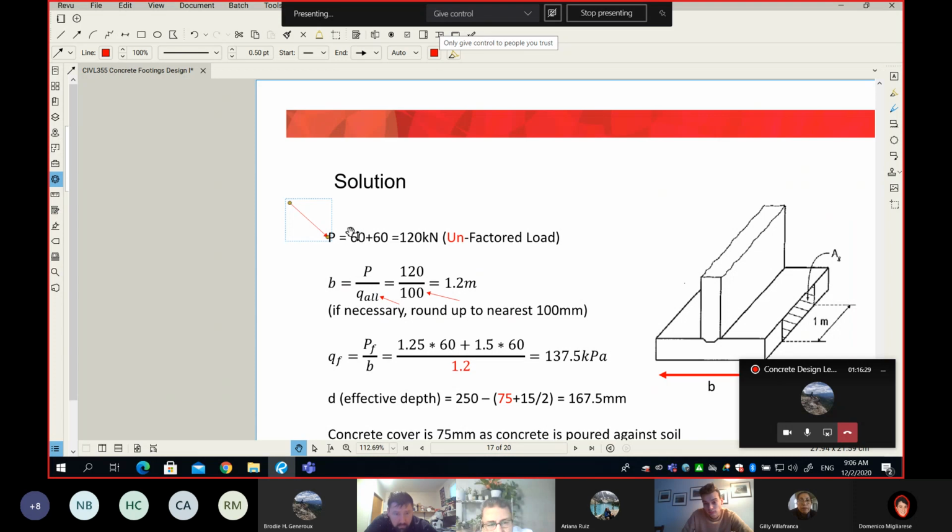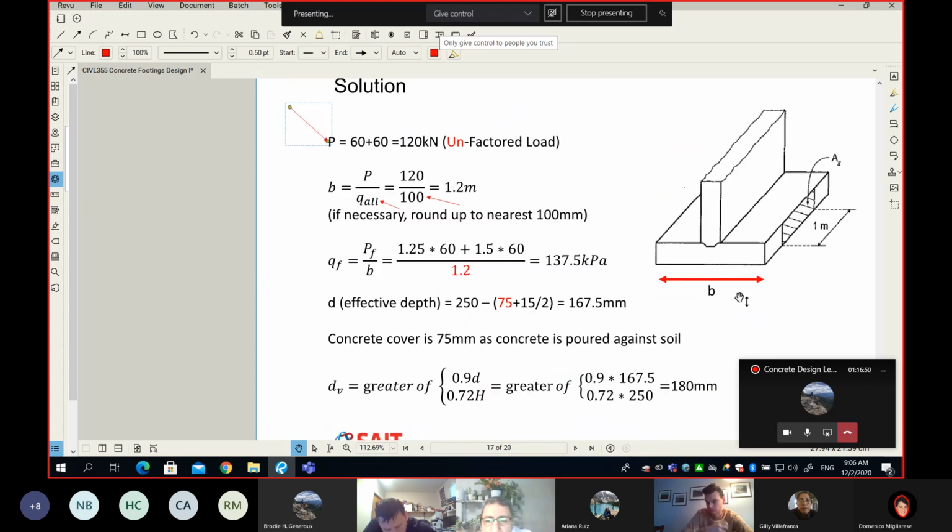So what you do is you go and you add 60 plus 60. So you say 120, and I made it clear, that's not factored load. Just live plus dead without multiplying the load by any load factor. So now we know that my unfactored load is 120 and my soil can take 100. Now, what should be the size of my footing? Very, very simple. To find the size of the footing, you divide the load by the Q allowable, which is 120 divided by 100. So you will get 1.2 meters. Nice number, huh? It is 1.2 meters.